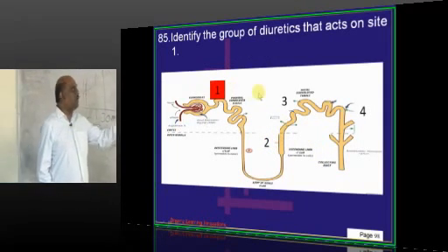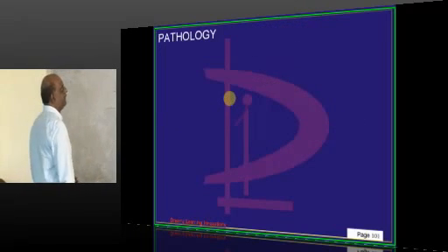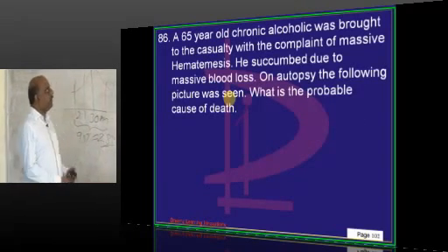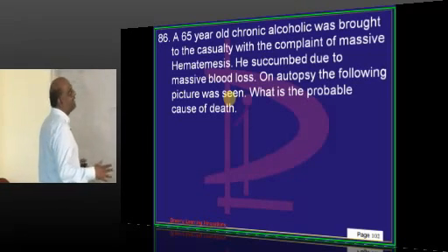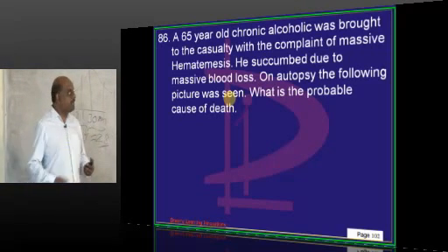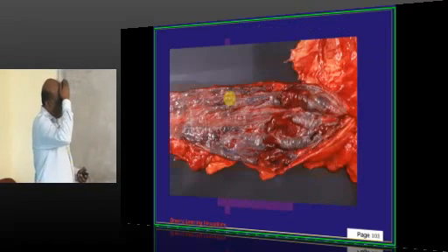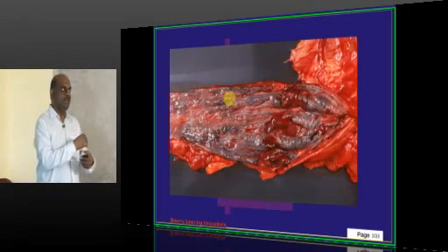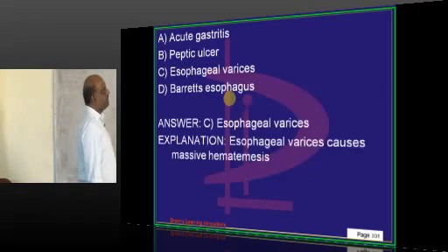Now, the one which is acting on the proximal tubule obviously is the carbonic anhydrase inhibitor. A 65-year-old who is a chronic alcoholic is being brought with a complaint of massive hematemesis, and he succumbed because of the massive blood loss, and on autopsy the picture is being shown. What you are seeing is esophageal varices. They are typically esophageal varices.